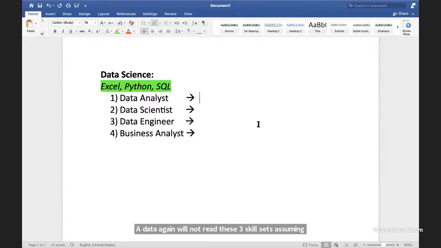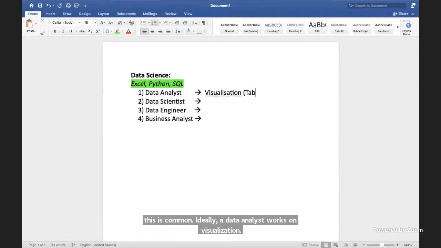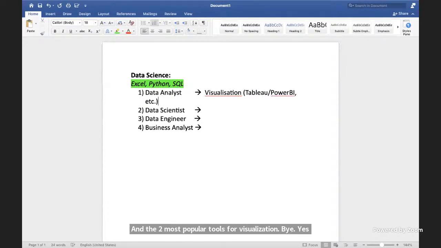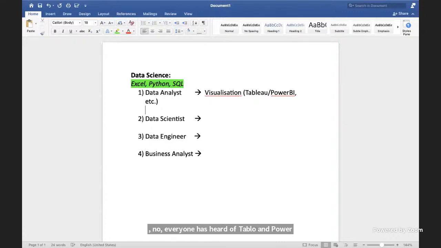Ideally, a data analyst works on visualization. And the two most popular tools for visualization are Tableau and Power BI. Yes, no, everyone has heard of Tableau and Power BI? Now, a very fair argument that will come to me is, what if I don't know Tableau or Power BI, but I know another tool, like Google Data Studio or something else? That's fine. There are a lot of players in the market, right? So if you know one of the visualization tools, that should be okay. Tableau and Power BI are usually the most popular ones in the market right now, right?